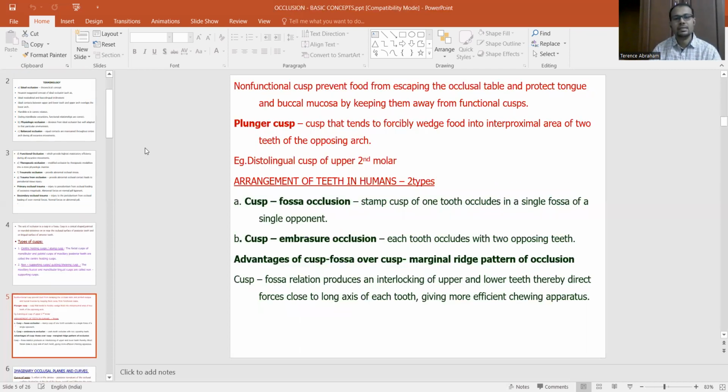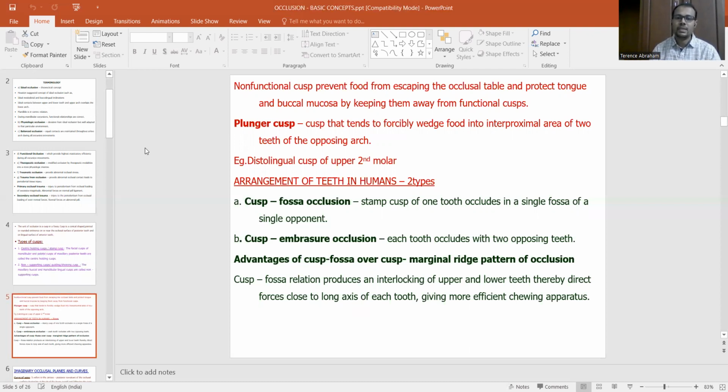Coming to the next slide, non-functional cusps prevent the food. That is, as I told before, these non-functional or non-supporting cusps prevent the food from escaping from the occlusal table, and they also protect the buccal mucosa from mastication or chewing, which can produce ulceration.